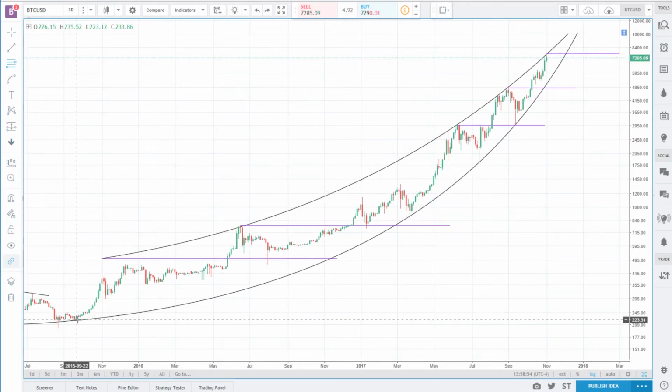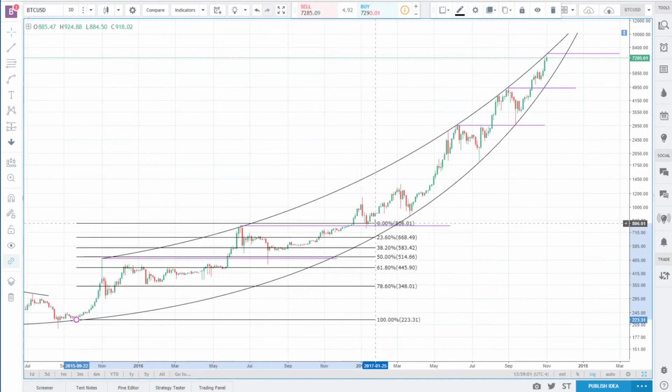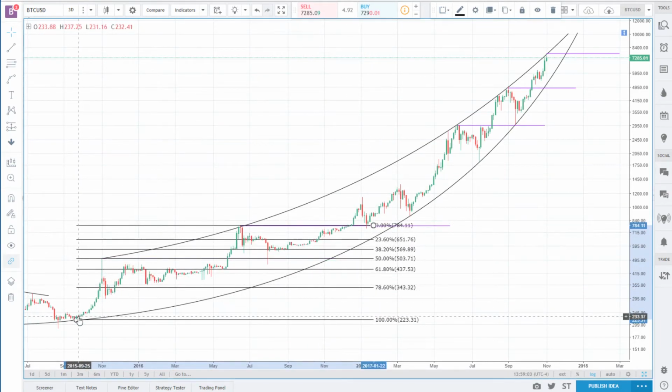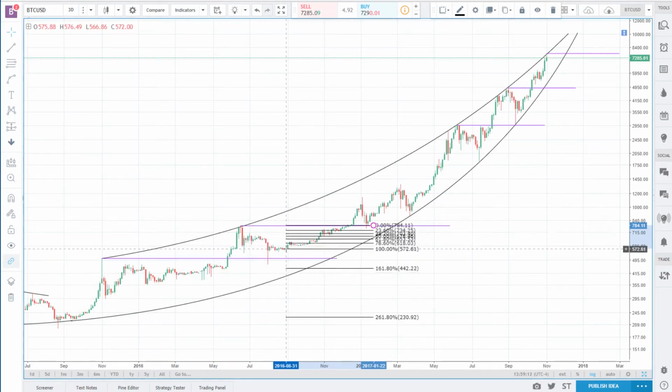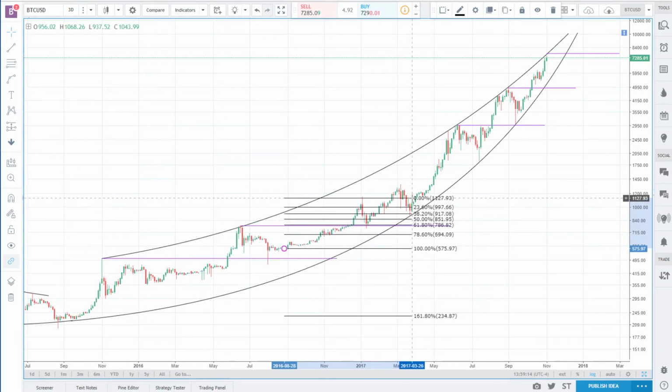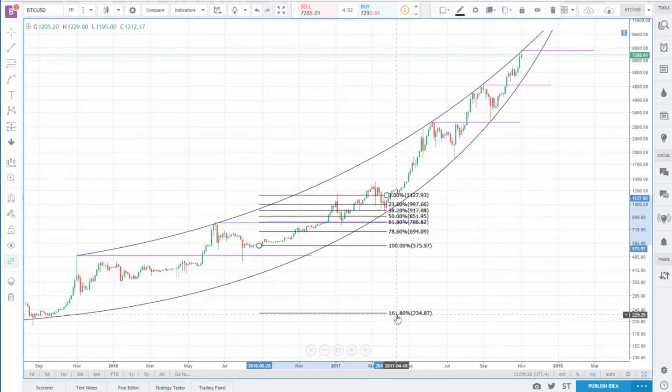So start here. You see a 50 to 61% retracement. Let's do this one. From here to here, we see a 50 to 61% retracement. And we can go from here to here. Again, 50 to 61% retracements. Every time it makes a new all-time high, it retraces 50 to 61% of the previous low.